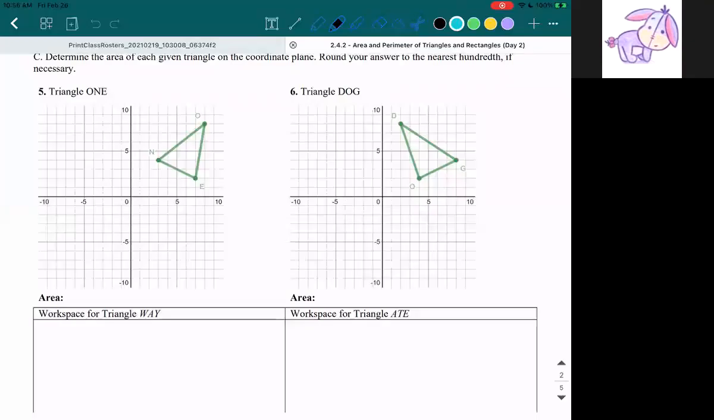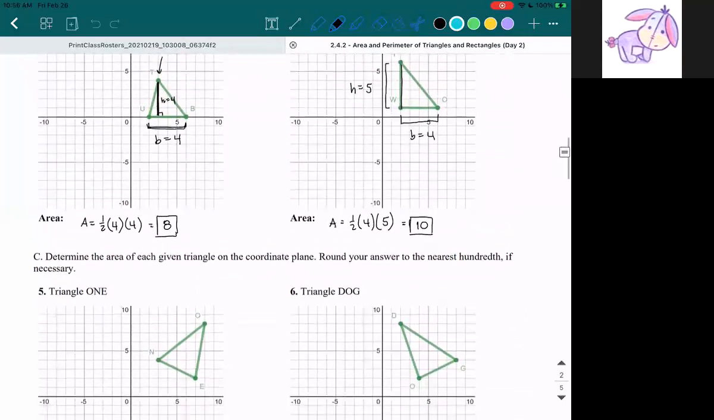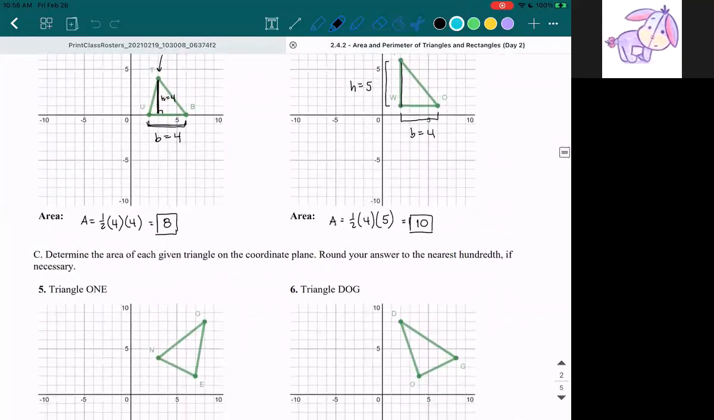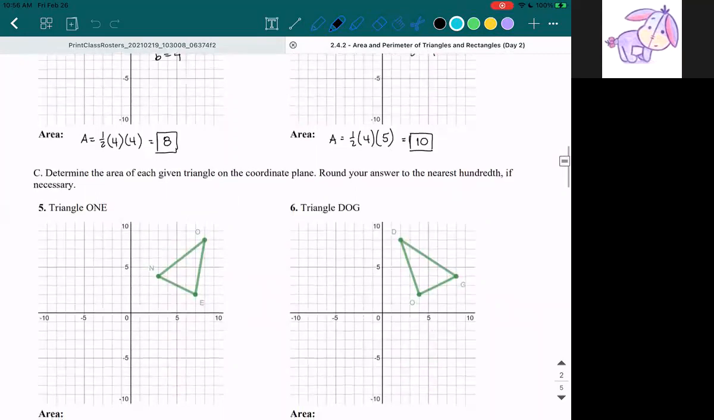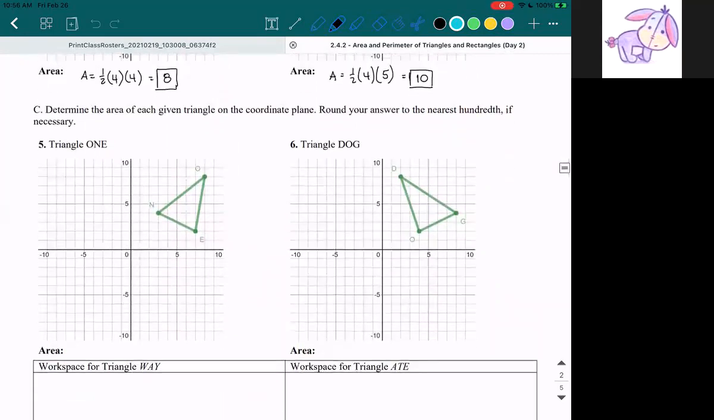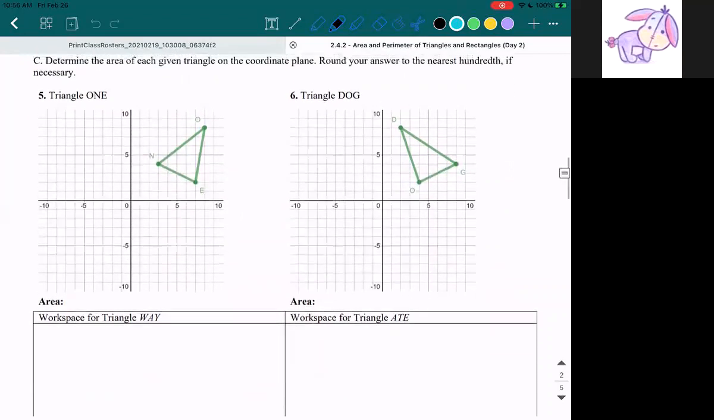All right, so for this last section, we are still determining the area of each given triangle. However, you will notice that these triangles do not lie flat. Like the ones before, they had a horizontal side. Over here, we don't have a horizontal side. So unfortunately, we are going to have to do a little bit more work for these.